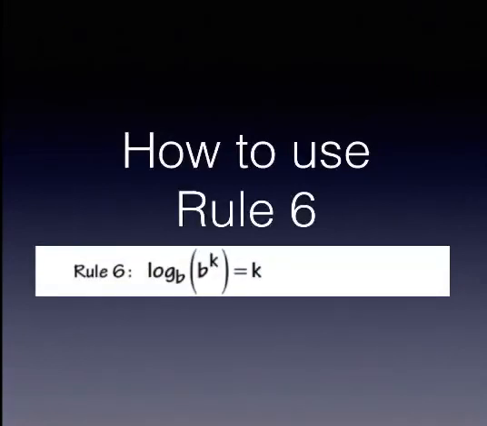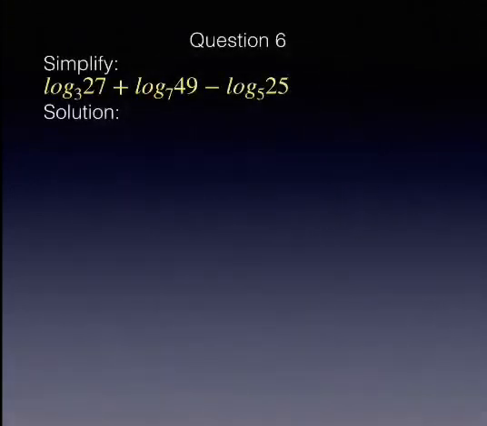How to use rule 6. All right, let's check out rule 6 here. We can see rule 6 is much as rule number 3. Just that we need to drop the exponent on the argument and it becomes a coefficient of the log. Then in that case, the outcome will be k. Let's check out. Question 6. Simplify log 27 base 3 plus log 49 base 7 minus log 25 base 5. Let's check out how we can do it.